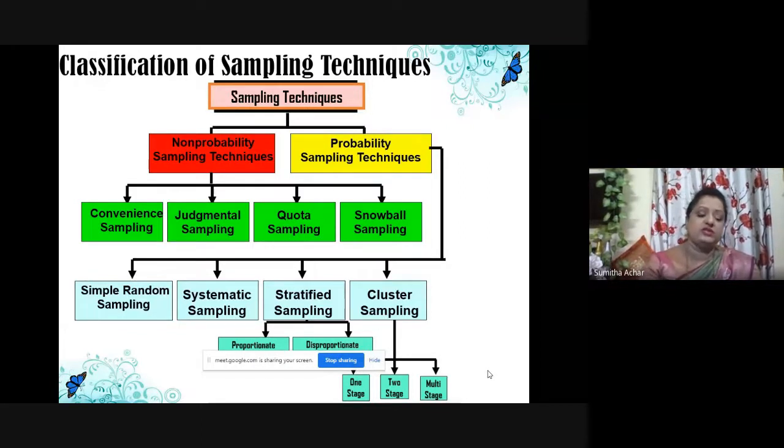Now that we have understood simple random, systematic, stratified and cluster sampling, and I have already discussed the difference between cluster and stratified, we will proceed further to discuss non-probability sampling techniques. Among them, we have four prominent ones: convenience sampling, judgmental sampling, quota sampling, and snowball sampling. Again, friends, let me remind you, when we deal with all these four techniques, we do not have a sampling frame with us, and we are dealing with infinite populations, right?